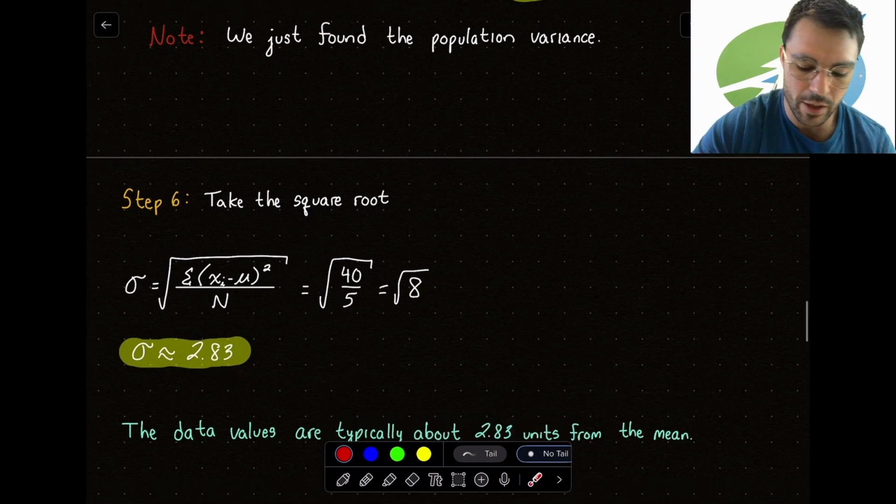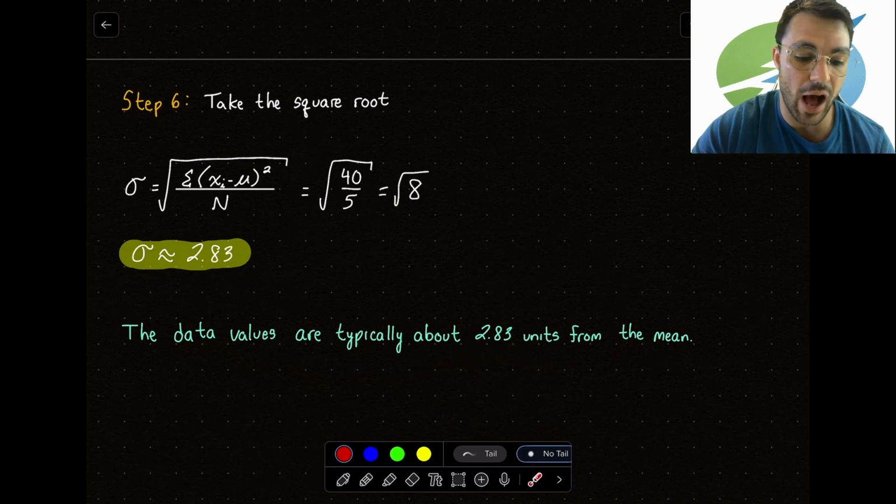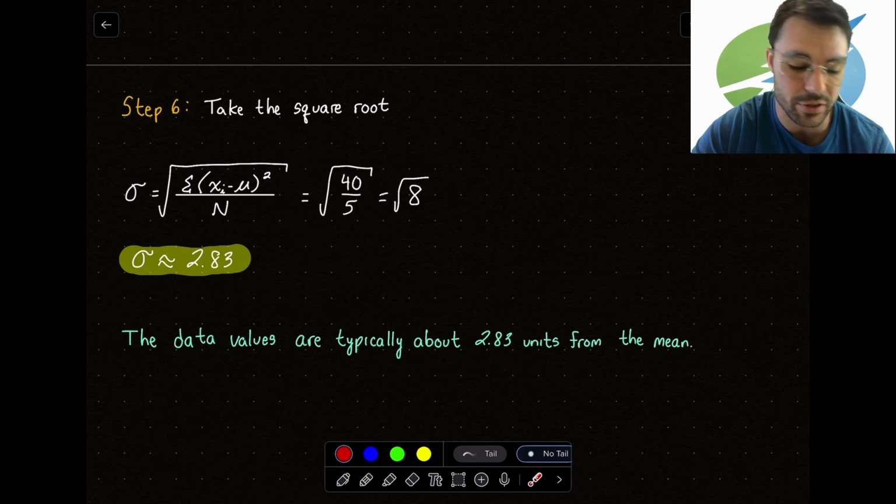2 should be fine. Anywho, the data values are typically 2.83 units from the mean. That means, on average, any given point is a distance of 2.83 units away from our mean. That's what this number here tells us, okay?